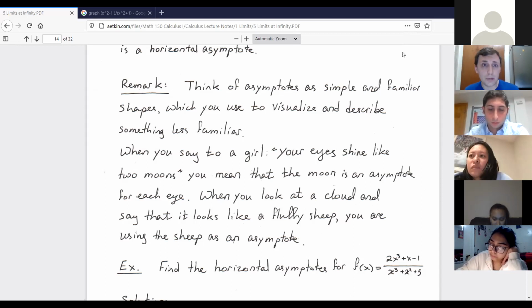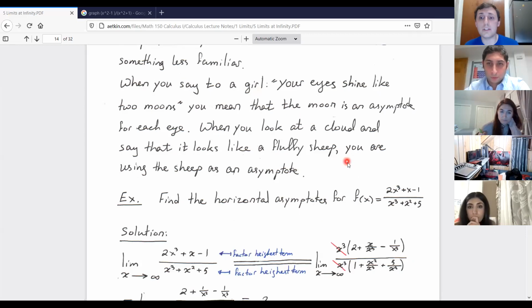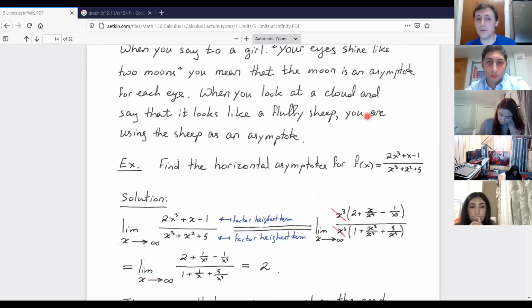I will scroll it down, okay? Here is that function. It's 2x cubed plus x minus 1 over x cubed plus x squared plus 5. Okay, the answer is 2. Let me quickly, before you have to go, guys, let's do it together.